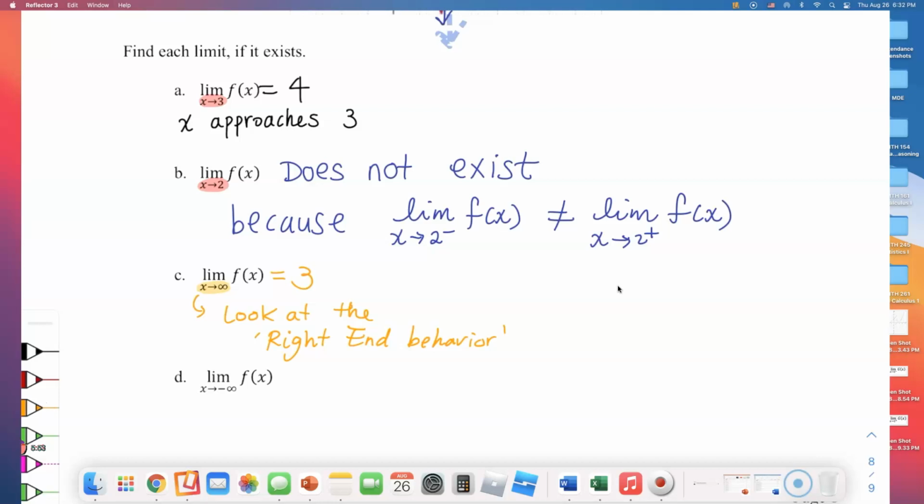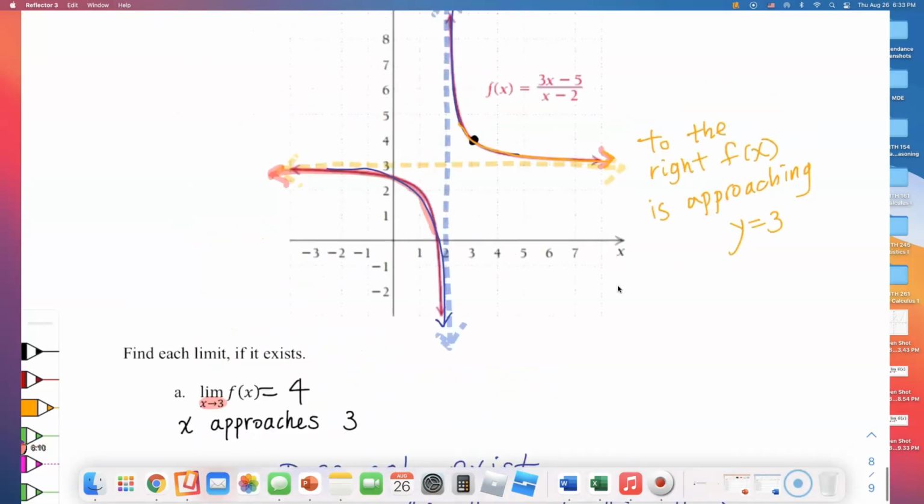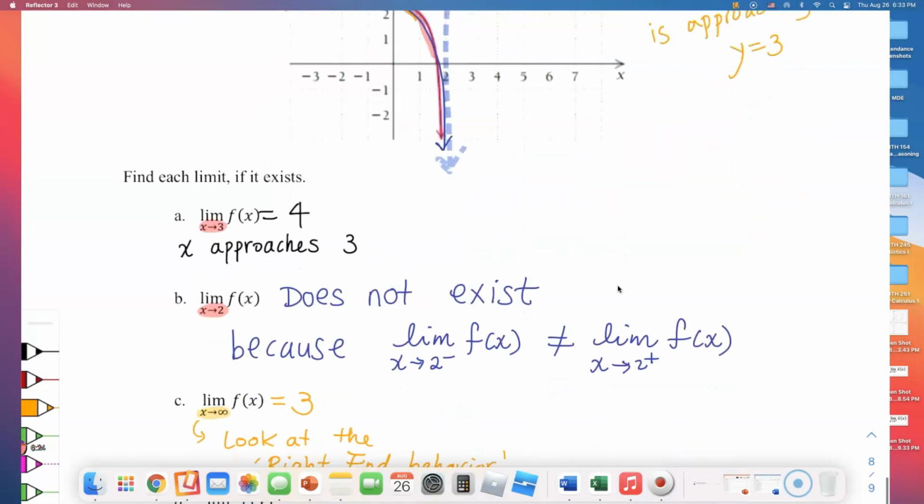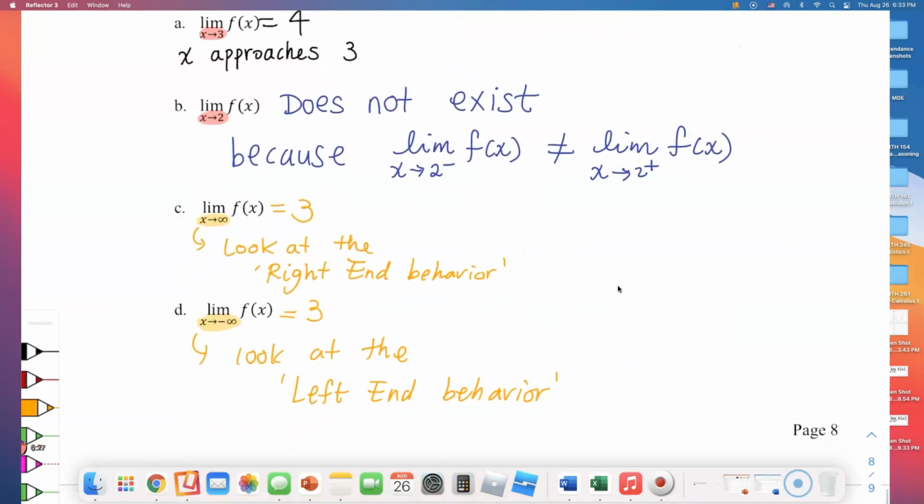How about the second one? The second one is asking about the left side. So I'll tell them, look at the left end behavior. What is this graph doing to the left? All right, let me take a look. To the left, if I keep on following this graph, it's getting really, really close to this orange dotted line, but it's never going to touch it. So what we can tell them is it's approaching 3. The limit is 3.